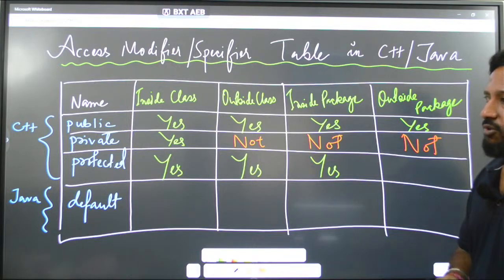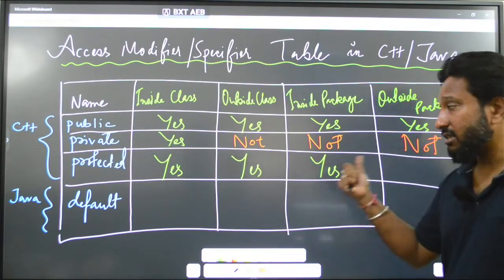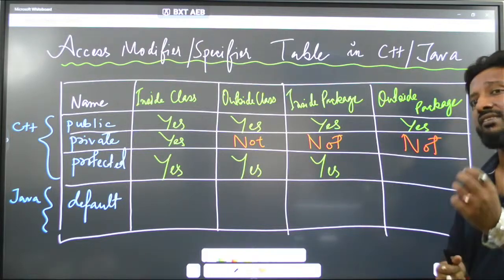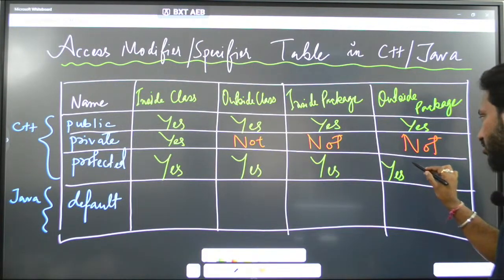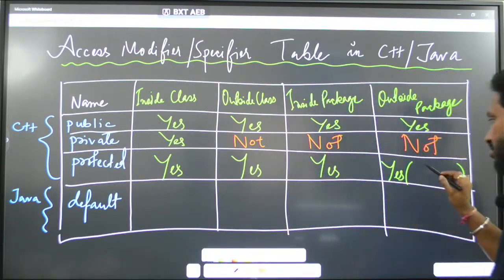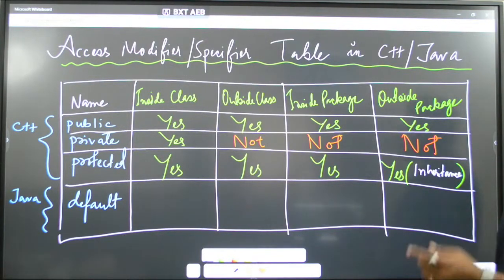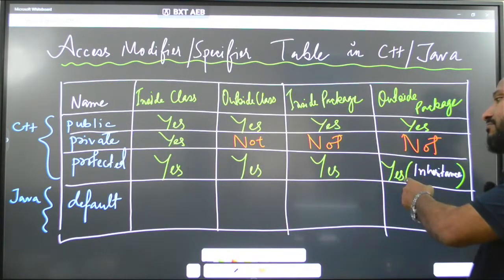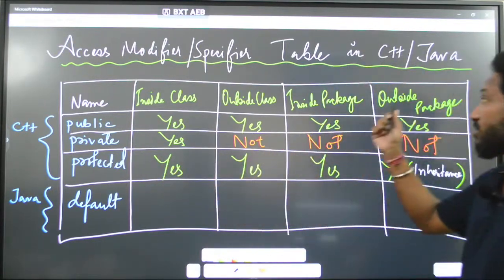Can we access a protected member, be it a variable, be it a method outside the package? The answer is yes. It is accessible outside only if we have this feature, inheritance. Okay, when there is a parent-child relationship between two classes, we can even access the protected members outside the package.